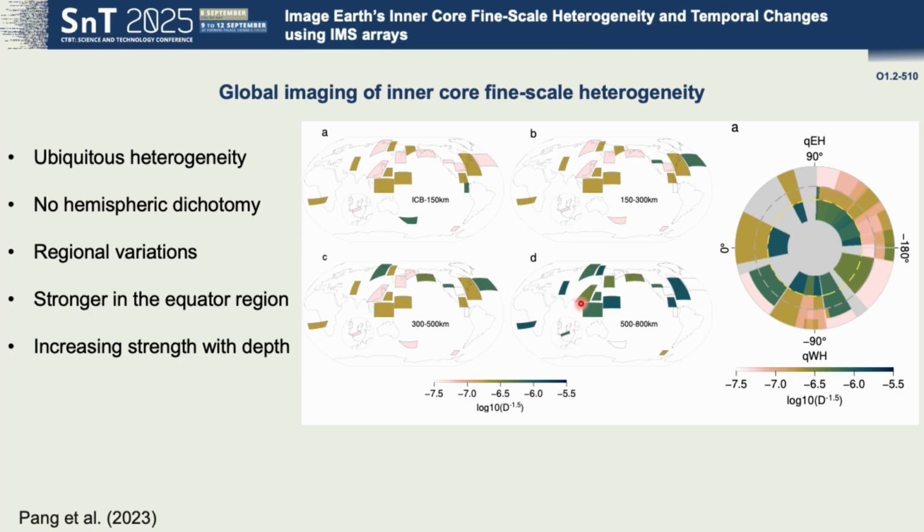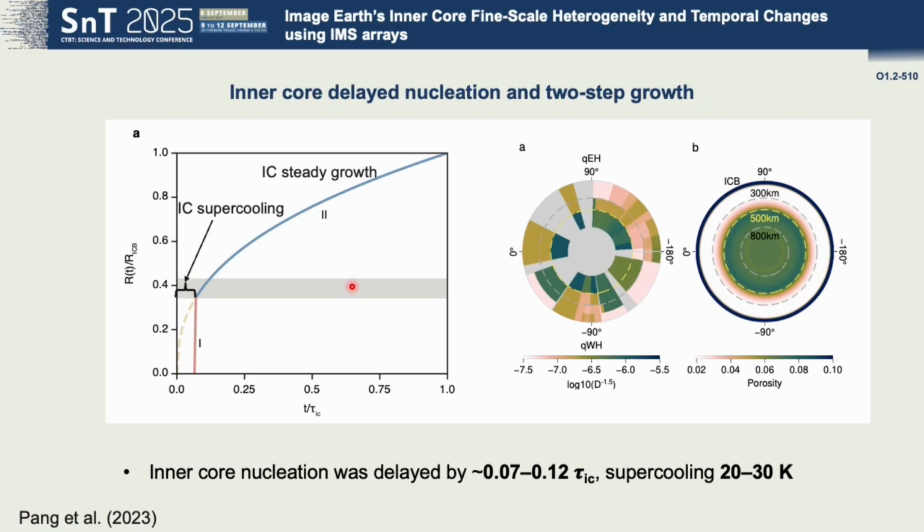There are some key points we need to notice. The first one is that you can see the scattering is present everywhere. It has strong regional variations, and most importantly, the scattering strength increases with depth, which means the deeper inner core is more heterogeneous. This depth dependence tells us something about the inner core growth.